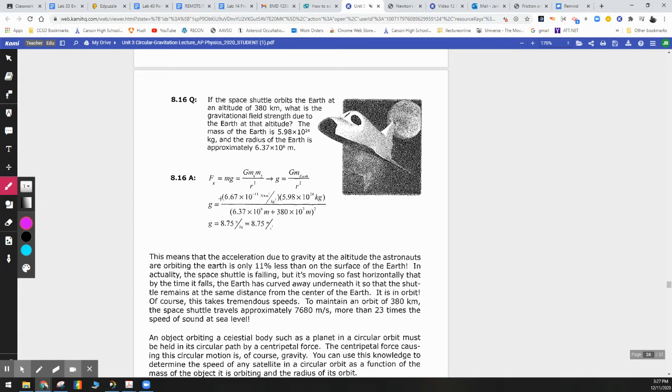In order to solve this problem, we have to use this equation. We're going to use the mass of the Earth, big G, and R. Remember, R has to be the radius of the Earth plus the altitude. A lot of people forget this and get things wrong. So at this altitude, the effective g is only 8.75 meters per second squared as opposed to 9.8 meters per second squared. Something to think about.